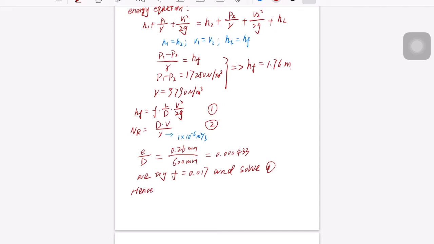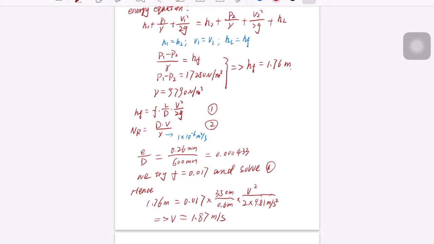So we got 1.676 meter equals 0.17 times 350 meter divided by 0.6 meter times velocity squared times 9.8. So we can get that velocity equals 1.87 meter per second.